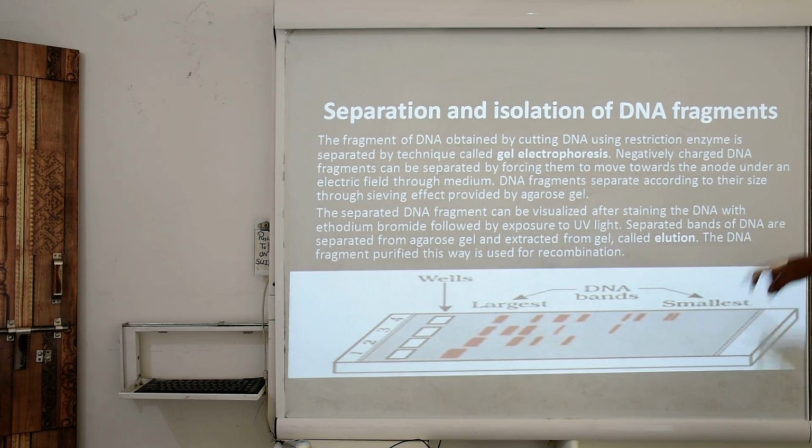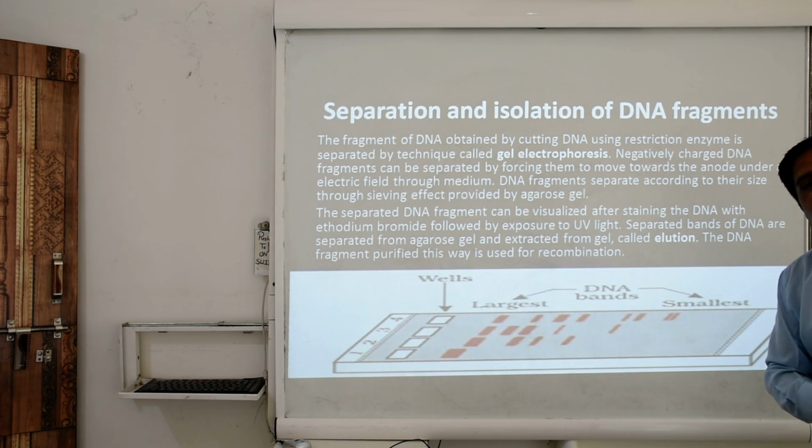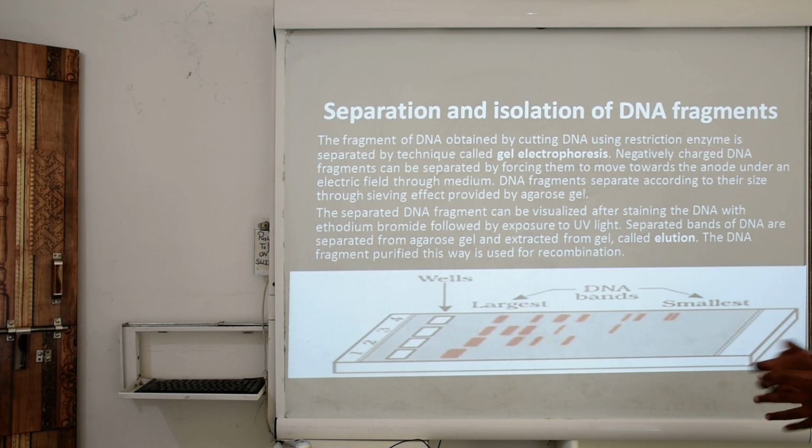So the separated bands of DNA are cut out from the agarose gel and extracted from the gel, and this is called elution. This elution is nothing special, it is just obtaining the desired DNA segment from this agarose gel, and the DNA fragment purified this way is used for the recombination. Clear?